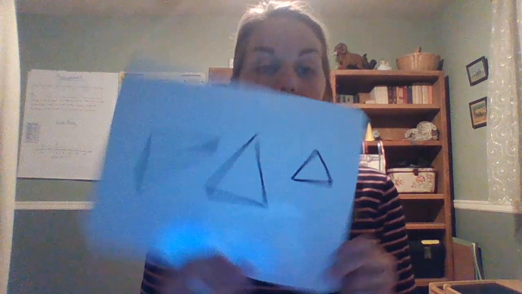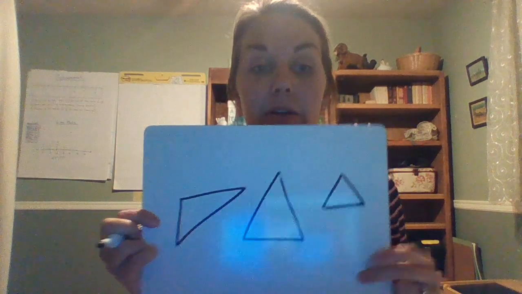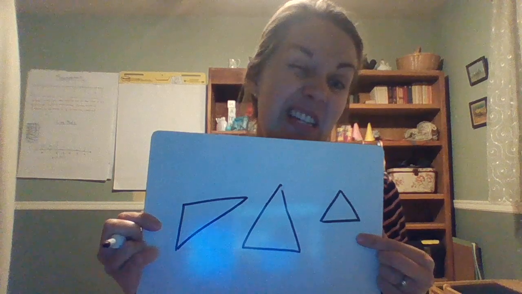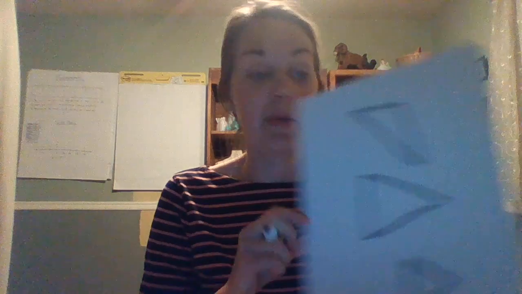The third one down says equilateral, all sides of equal length. So an equilateral triangle means that it's going to look the same, no matter what side you flip it, it's going to look the same. Mine isn't exactly equal, but you guys get the picture.